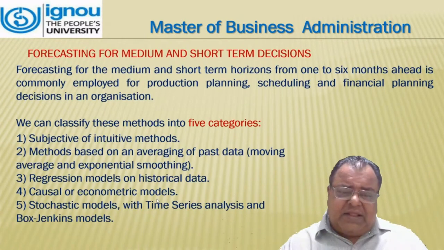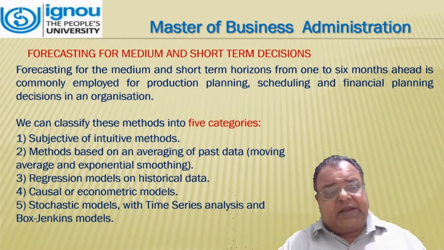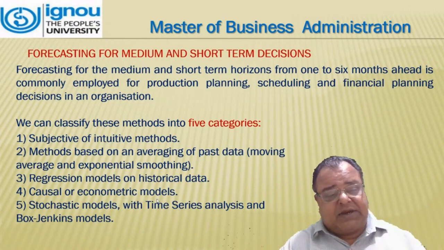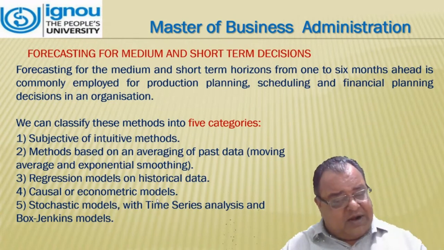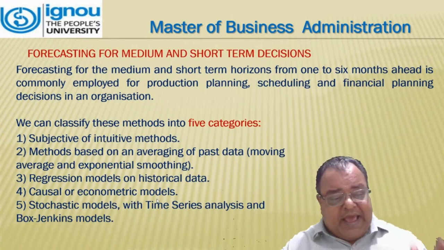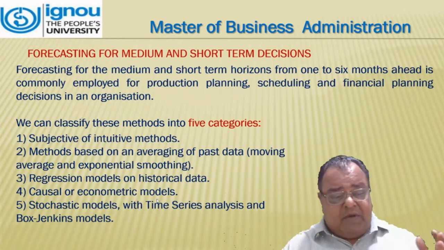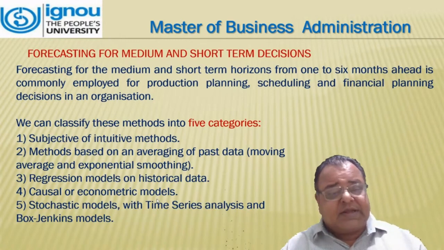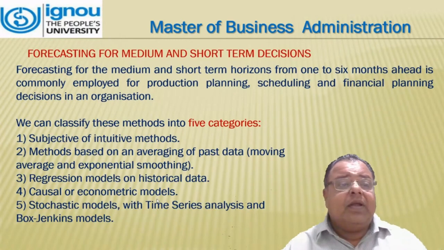We can classify these methods into 5 categories. First one is subjective or intuitive methods. Second one is methods based on averaging of past data. Third one, regression models on historical data. Fourth one, causal or econometric models. Fifth one is stochastic models with time series analysis and Box-Jenkins models. We will be discussing this in our discussion today.